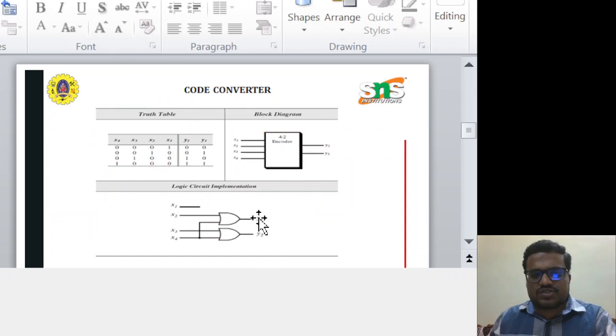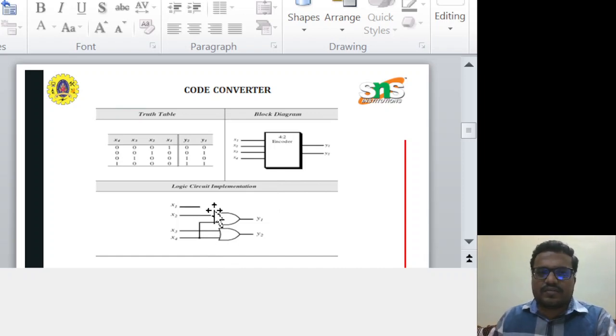For code converters, initially a 4-bit input signal is given. The 4-bit input is the X signal, which acts as the input signal, and Y will be the output signal. Here we are given 4 input signals X1, X2, X3, X4, and the output will be Y1 and Y2. Based on the input and output signals, we can frame the circuit diagram.